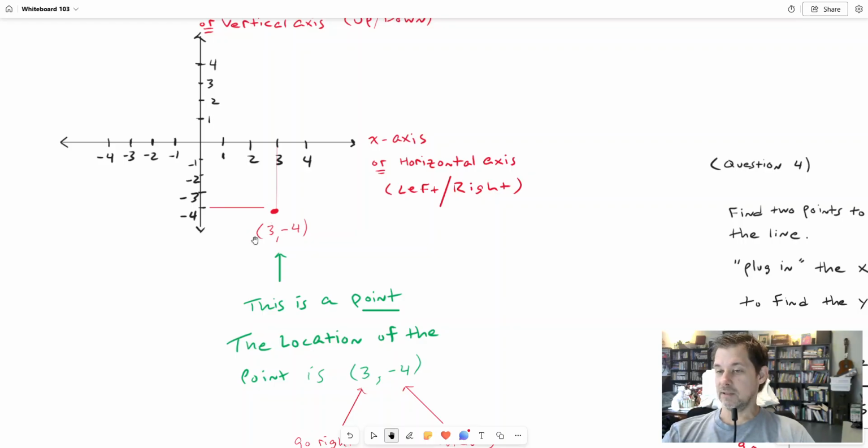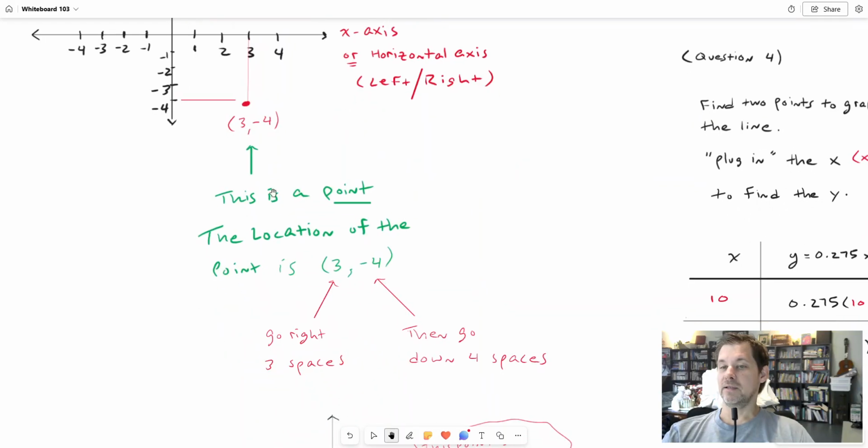If I was to get to this point, I would go right 3 spaces and down 4, and I would be there. So that's the location of the point. So that's what this 3 and -4 tell us, okay? That's the location of the point. It says you can get to this point if you go right 3 spaces and then you go down 4, okay? So that's how we specify where points are.